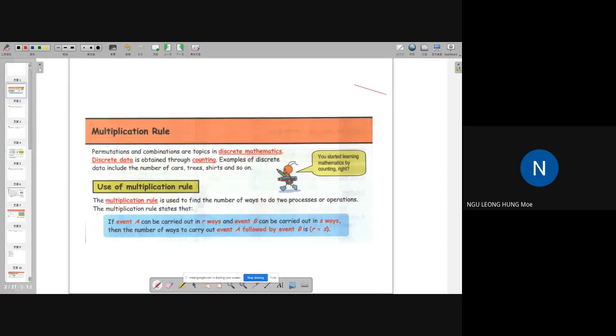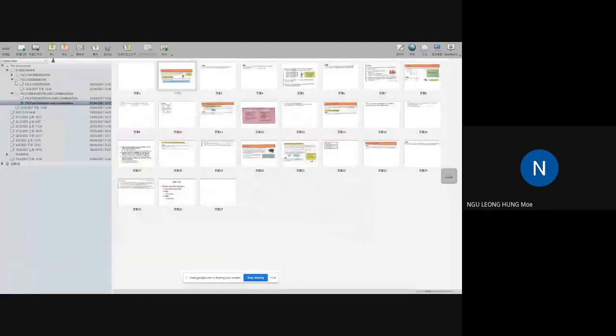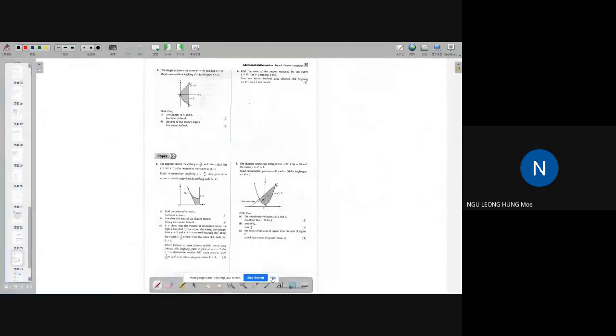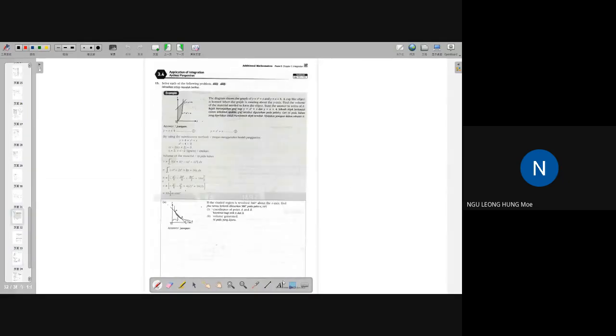Page 61. Integration. Okay, so page 61A, right?